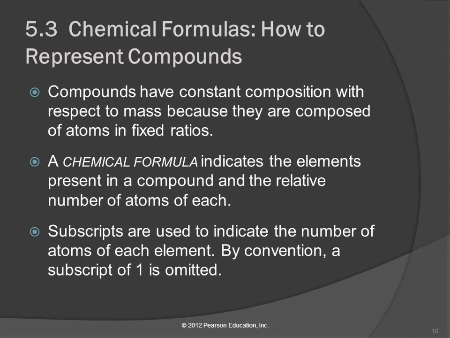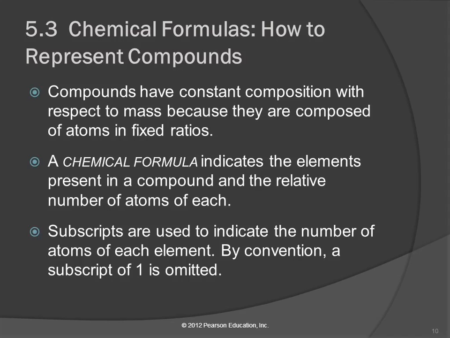So how do we represent compounds? We use chemical formulas. We now understand that the reason compounds have constant composition is because they're composed of atoms in fixed ratios. When the law of constant composition was first observed, they didn't know about atoms.